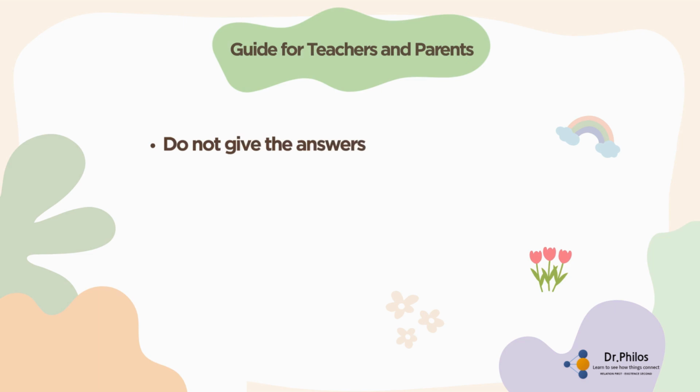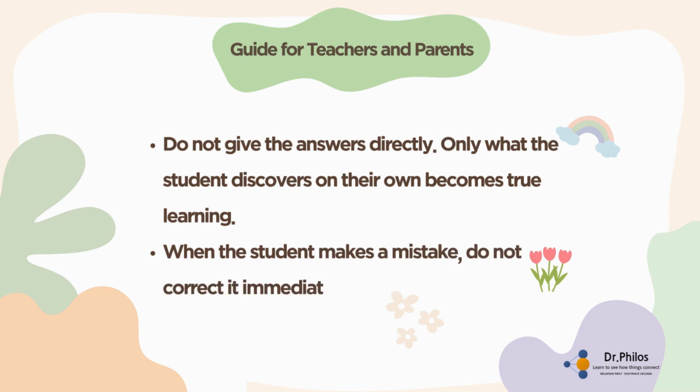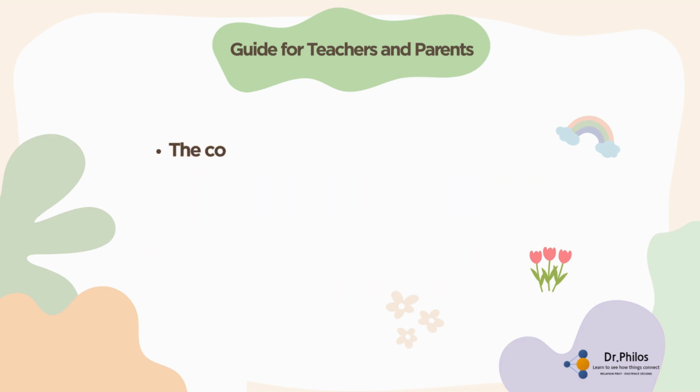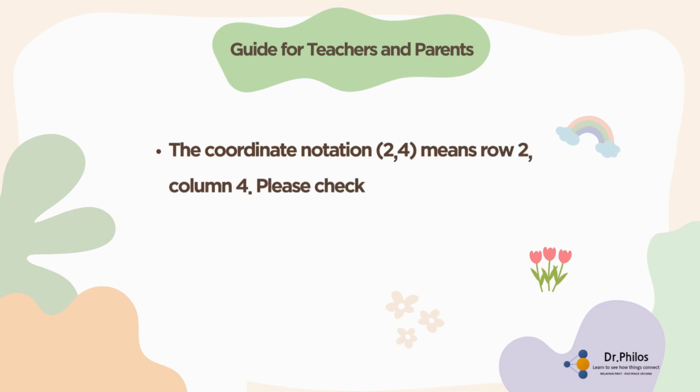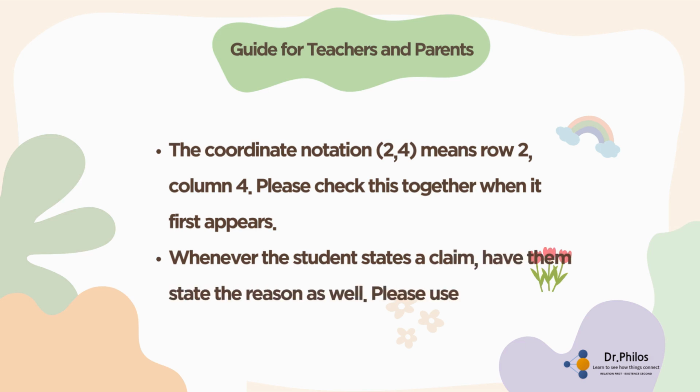Do not give the answers directly. Only what the student discovers on their own becomes true learning. When the student makes a mistake, do not correct it immediately. Wait until the student discovers it themselves. The coordinate notation 2, 4 means row 2, column 4. Please check this together when it first appears. Whenever the student states a claim, have them state the reason as well. Please use the question why like a habit.